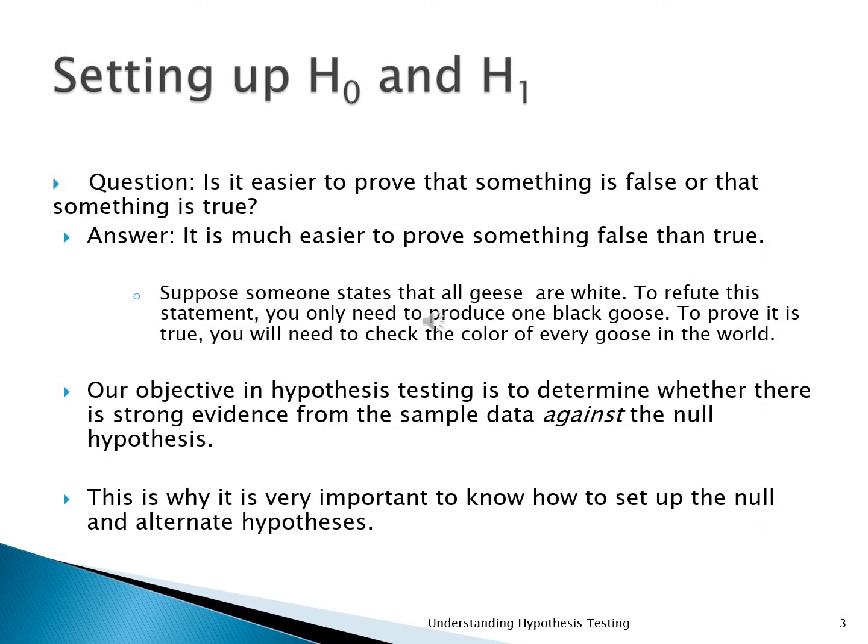Well, here's an interesting question. Is it easier to prove that something is false or that something is true? And of course, it's easier to prove that something is false than true. In fact, the example that we give is you make a statement that all geese are white. All I need to refute you is to find one goose that's not white. One black goose, and you're refuted.